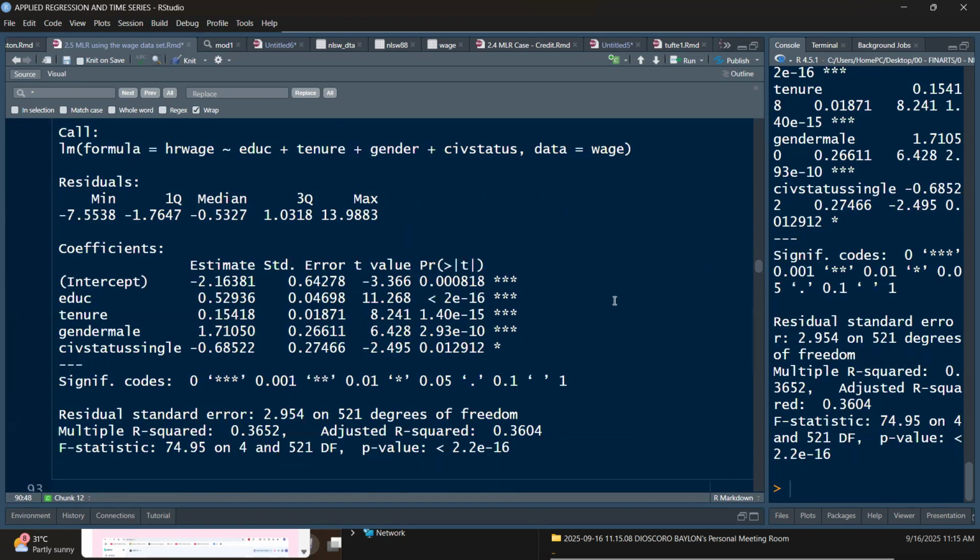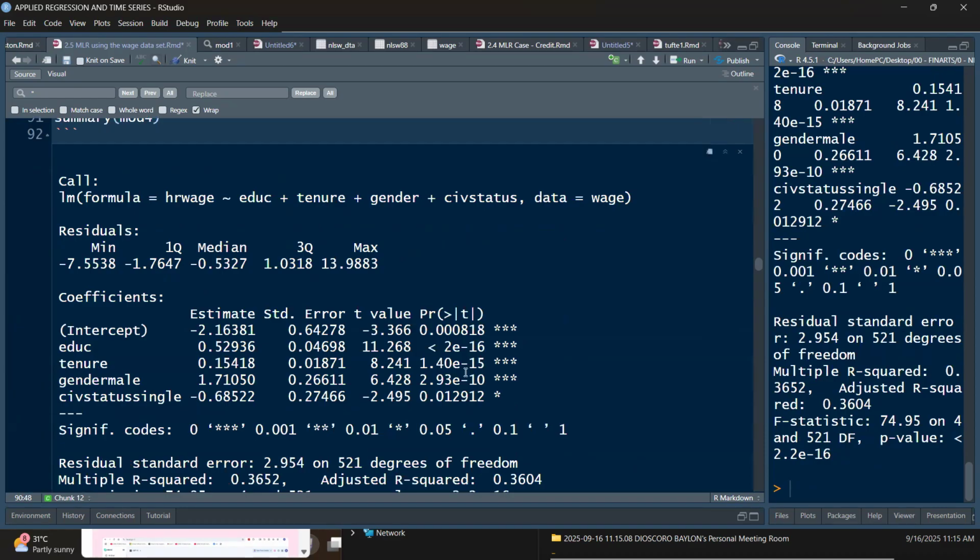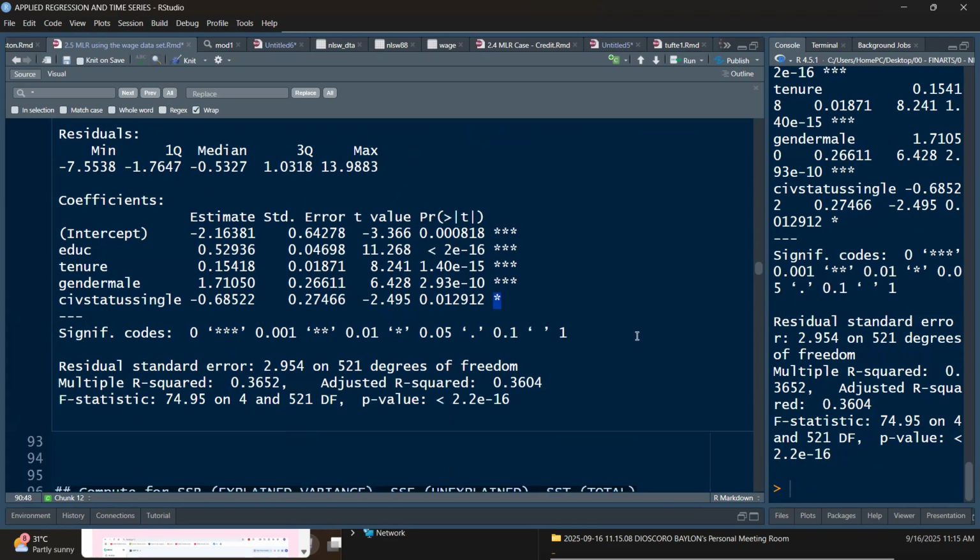Okay. So you can now see that all the predictors are significant. Initially, civil status was not significant. Initially, tatlo lang: education, tenure, and gender. Now, when we remove the others, civil status became significant. Multiple R² went down to 36.52. Adjusted R squared also went down to 36.04.